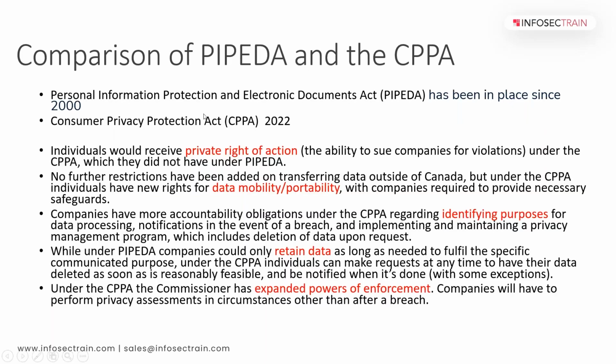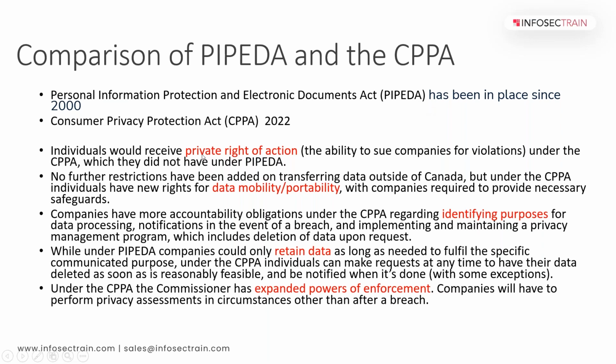Now this one, PIPEDA, is already there. It has been there right from 2000. Whereas the CPPA, the Consumer Privacy Protection Act we are talking about, has come into existence only in 2022. So there are certain activities which are already followed as part of our PIPEDA, and that is the comparison you see here.